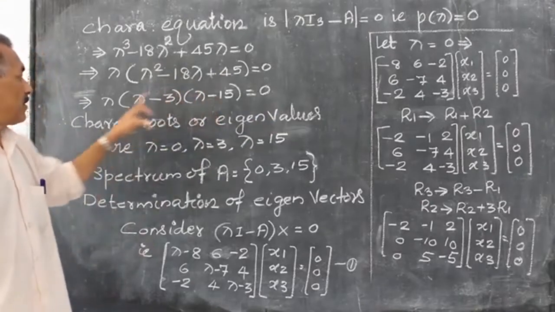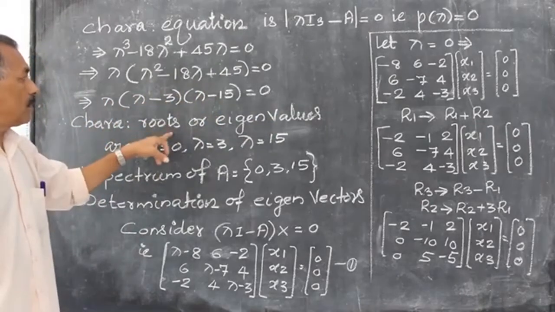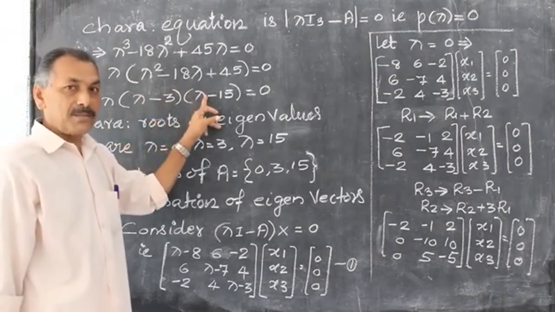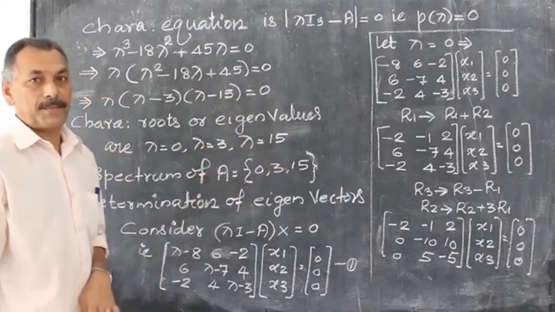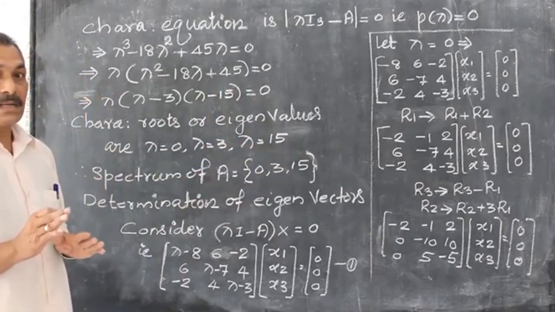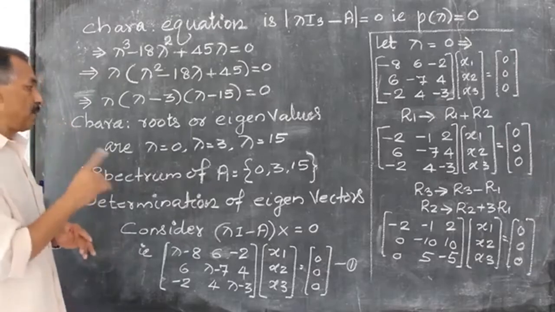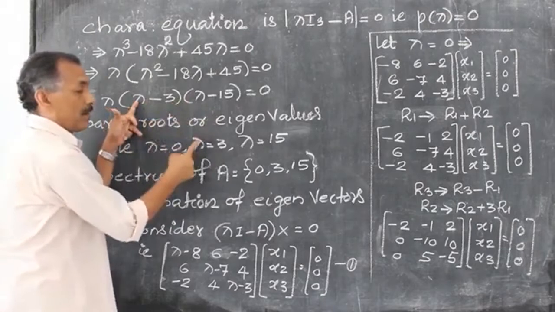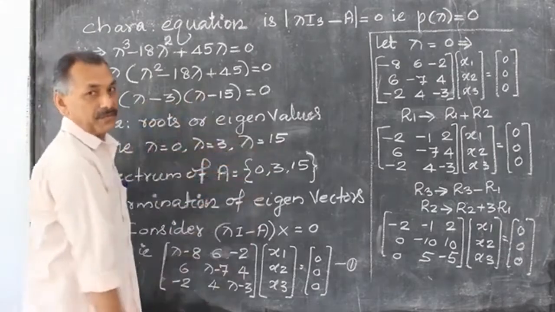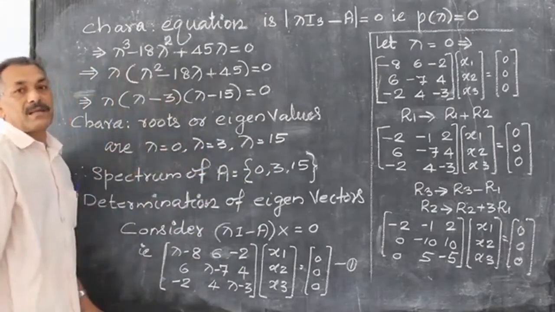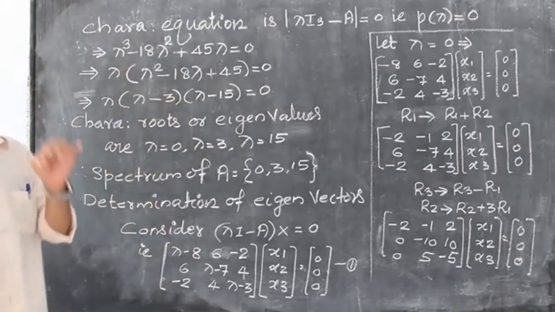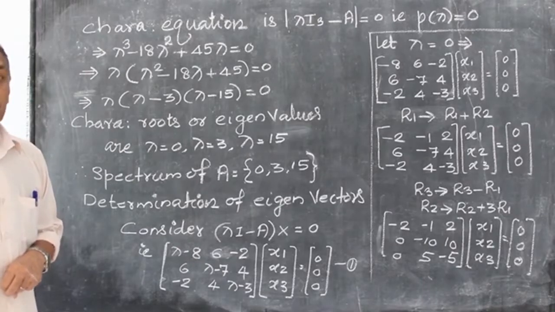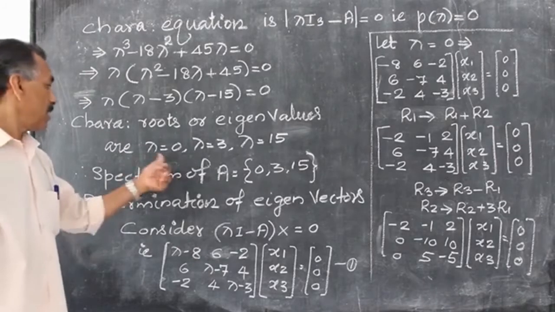Now, putting these values: either lambda is equal to 0, or if this term is equal to 0, then lambda is equal to 3 or lambda is equal to 15. So the characteristic roots, or eigenvalues, are lambda equal to 0, 3 and 15. The given matrix A has three eigenvalues, or characteristic roots, or latent roots.